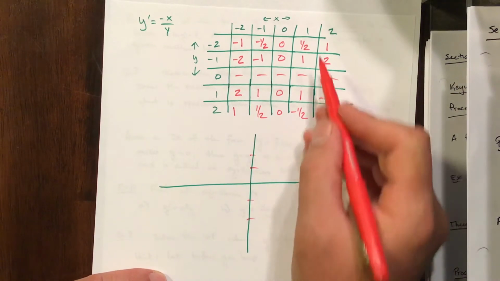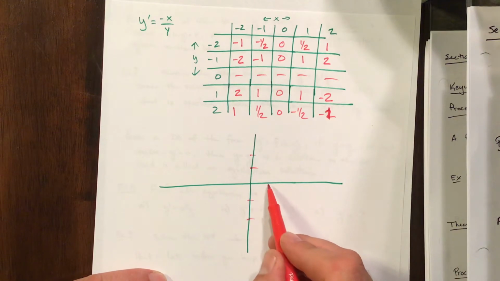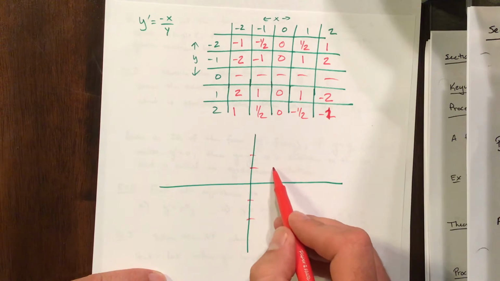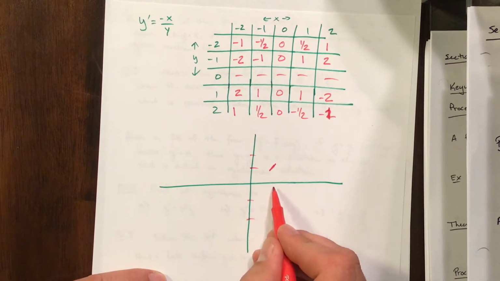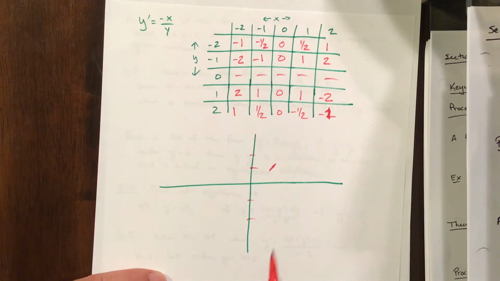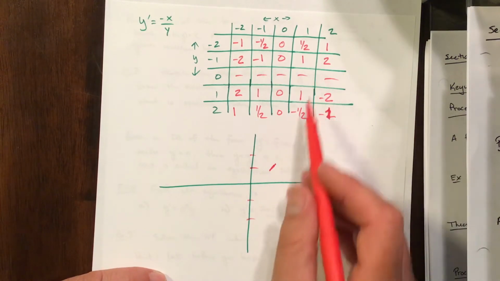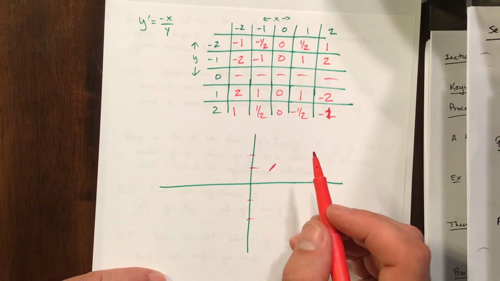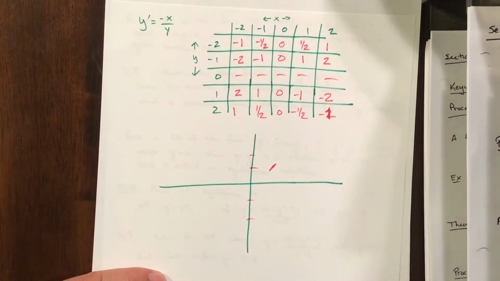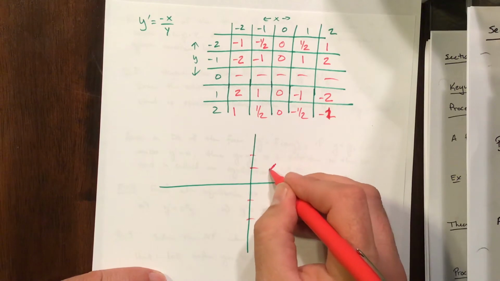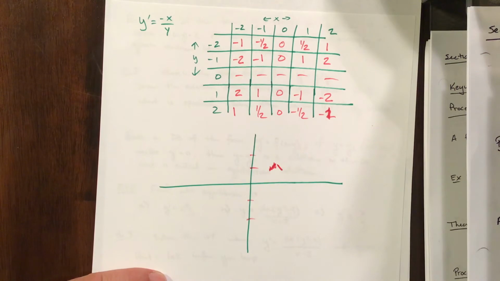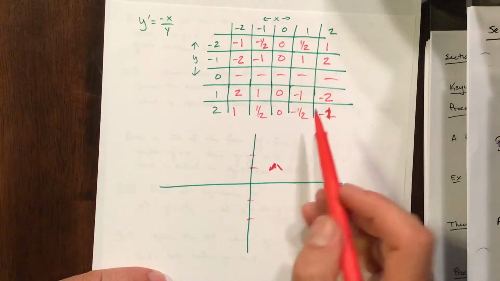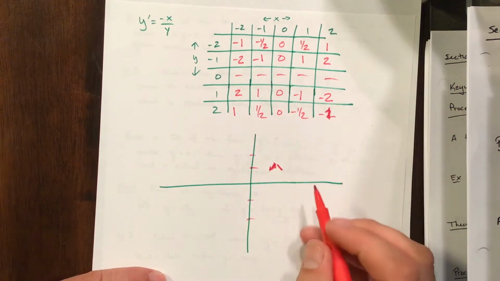Next, when x is 1. So when x is 1 and y is 0, that's nothing. When x is 1, y is 1, the slope is -1. So this is the first interesting one. That, to me, at the point 1, 1, looks like a slope of -1. When x is 1 and y is 2, the slope is -1/2.